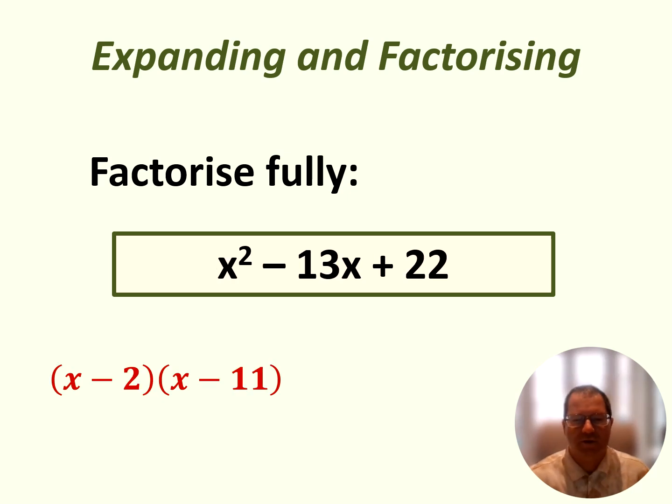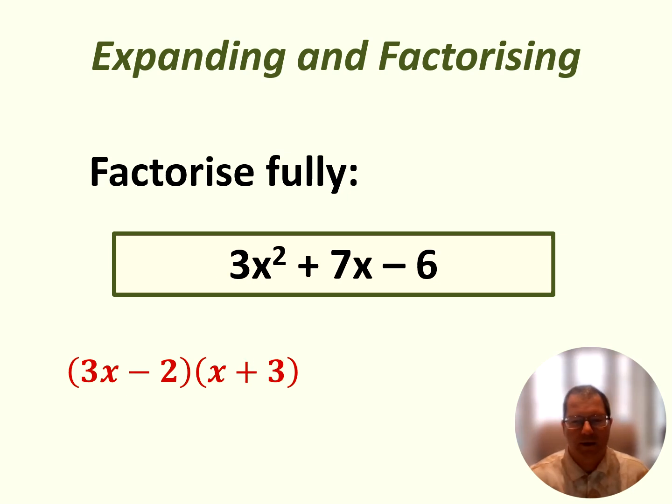You will certainly have factorized a quadratic expression before. In this case, we've got x minus 2 and x minus 11, because negative 2 plus negative 11 is negative 13, and negative 2 times negative 11 is the positive 22. In this quadratic expression, the coefficient of x squared is more than 1, which means that we're not just going to get x and x in our brackets.